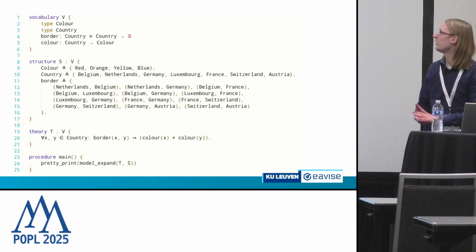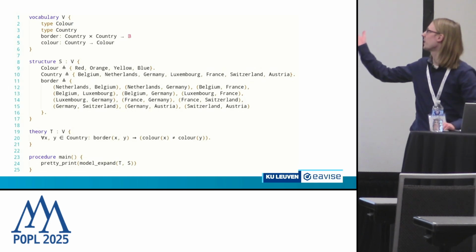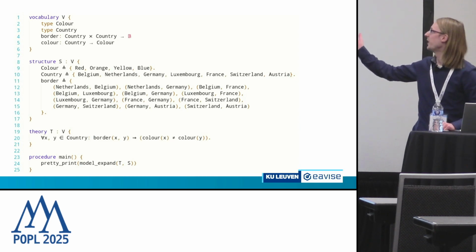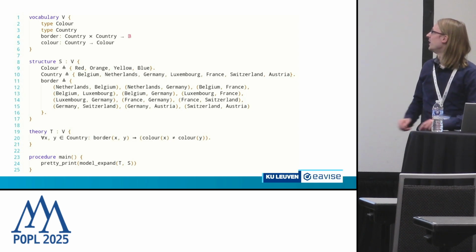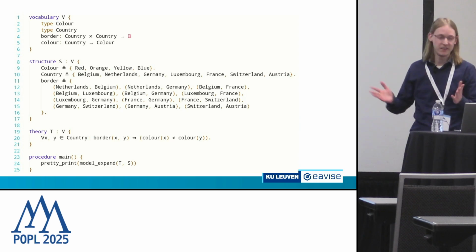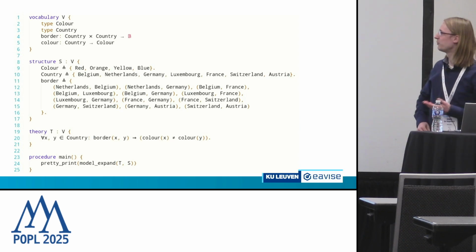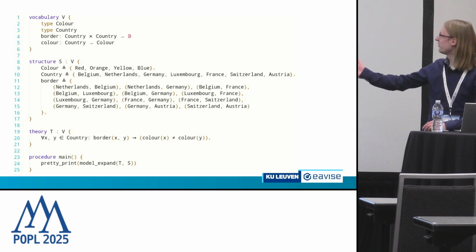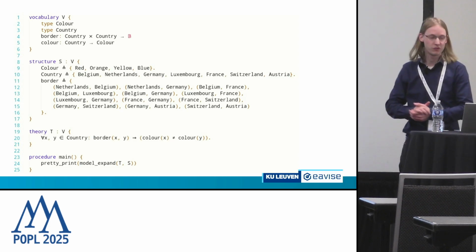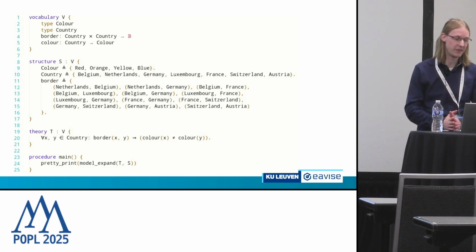This is a simple map coloring problem. As you can see, it has 2 types, type color and type country. It has a predicate border and a function color. Then in the structure, we define these by enumeration. You see this is a partial model of the world, so there's no definition for color. And in our theory block, we are able to add constraints such that if 2 countries are neighboring, then they have a distinct color.